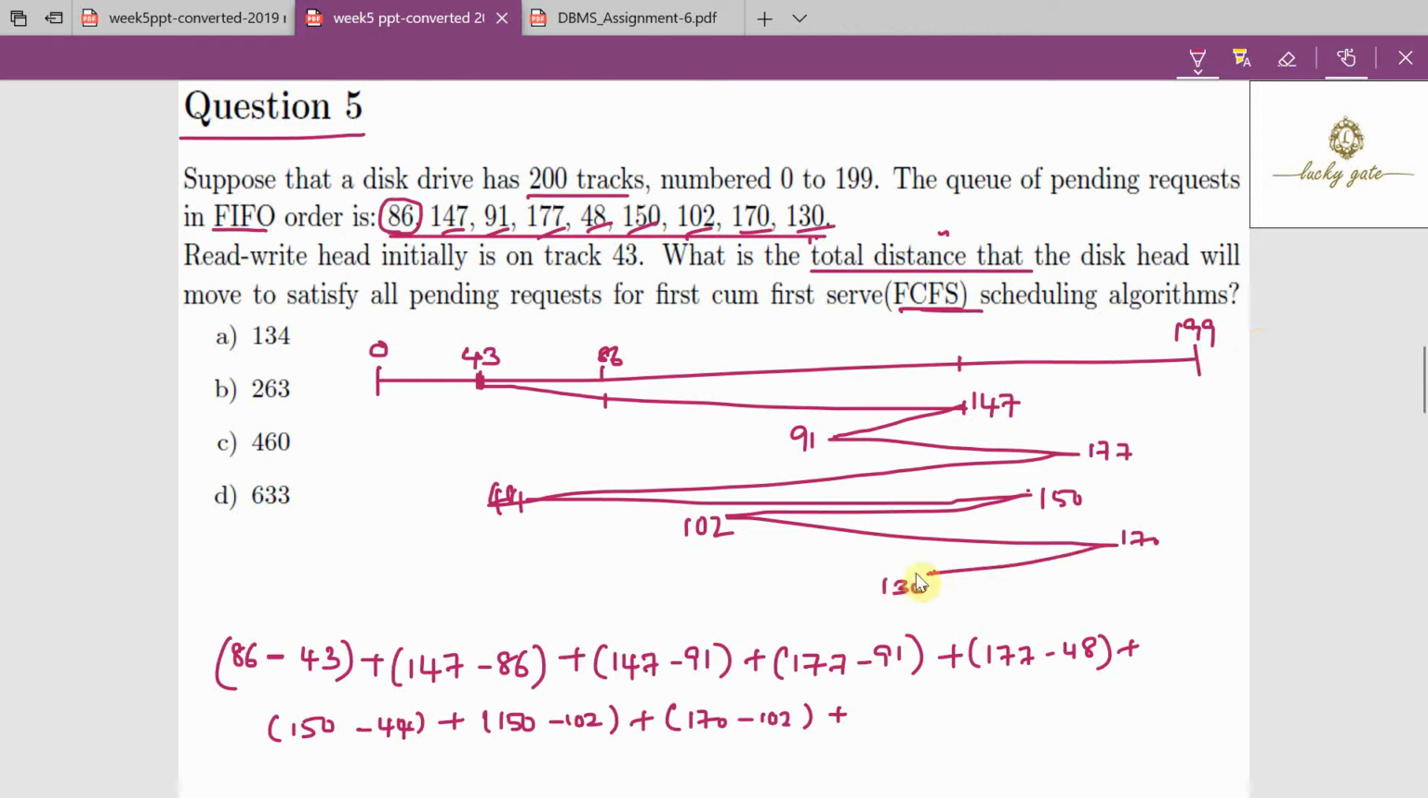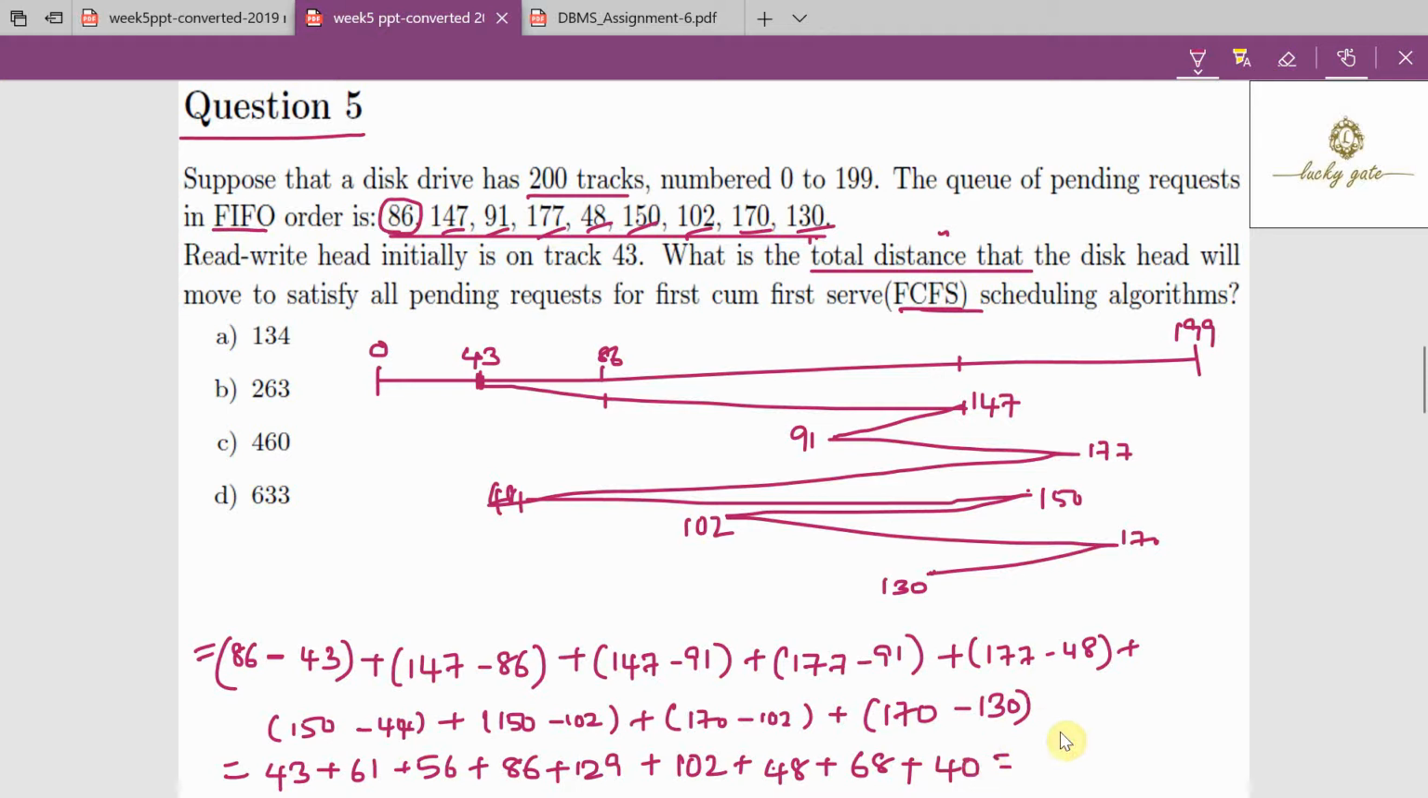Lastly, so that all the requests are processed, how much distance is moved to the 130 position? 170 minus 130. When you solve this, this is the distance the disk head moved. So 86 minus 43 is 43, plus 61, plus 56, plus 86, plus 129, plus 102, plus 48, plus 68, plus 40, which is a total of 633 tracks. So the answer for the question is option D. D is the correct answer.